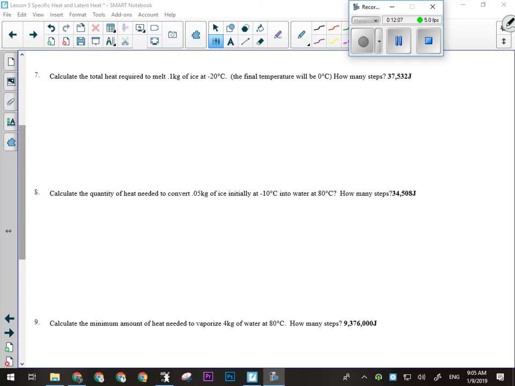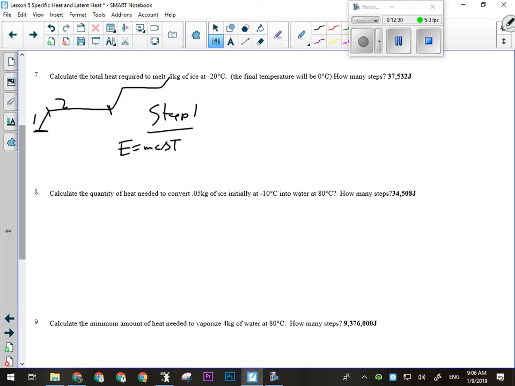Okay, so we're going to draw our heating curve of water here. We're required to melt ice at -20. So I'm starting down here at -20, and I'm going to here. It tells me the final temperature will be 0 degrees Celsius. So that is only 2 steps. In step 1, I'm going to have E equals MC delta T, because I'm heating up the ice. And then in step 2, I'm melting the ice. So that'll be E equals MLF.